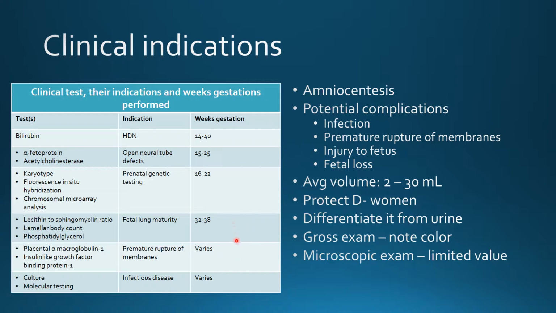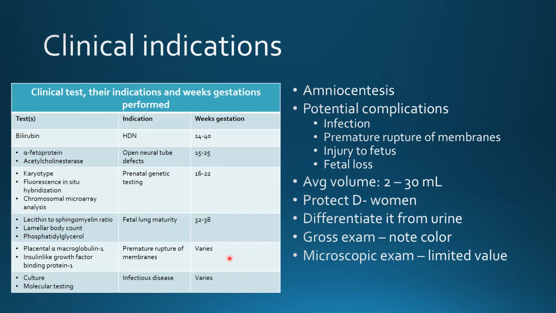We want to see if the pregnancy is ending by premature rupture of membranes, and if the baby is ready to be born without assistance of a ventilator. So these are the tests that you're going to do for that. The lecithin to sphingomyelin ratio, lamellar body count, and phosphatidylglycerol will help us to estimate fetal lung maturity.